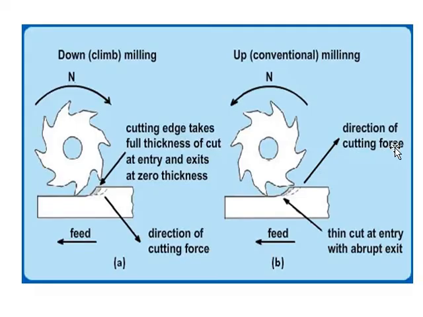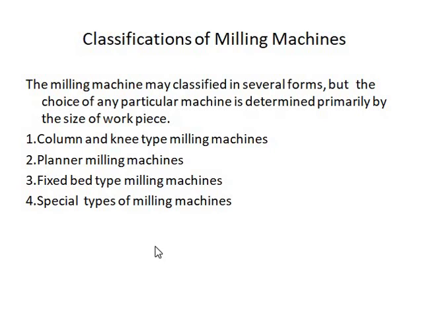You can see the sketch here of down milling, with the arrow mark shown in down milling and the arrow mark shown in up or conventional milling. The cutting edge takes full thickness of cut at entry and exits at zero thickness. It is shown in the figure. You can also see the direction of the cutting force shown in up milling and down milling. Next, classification of milling machines.